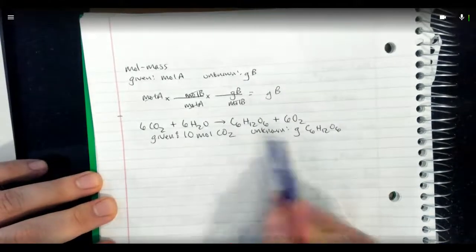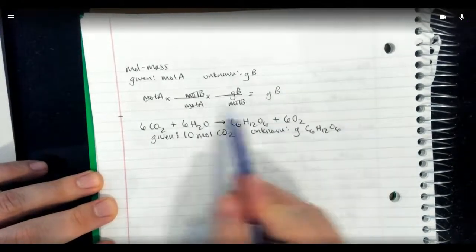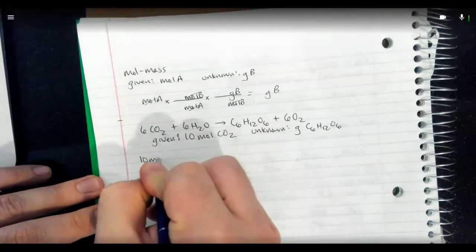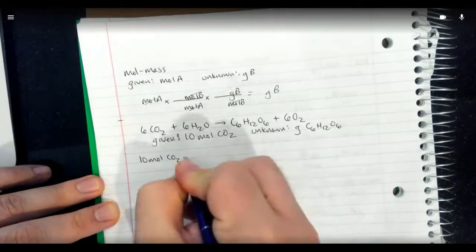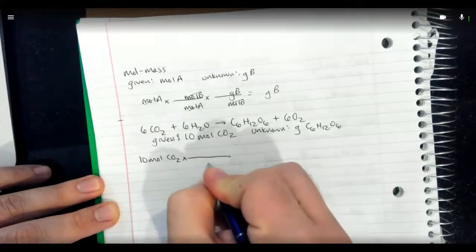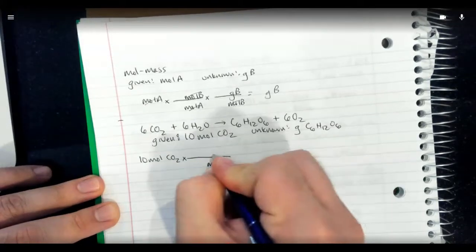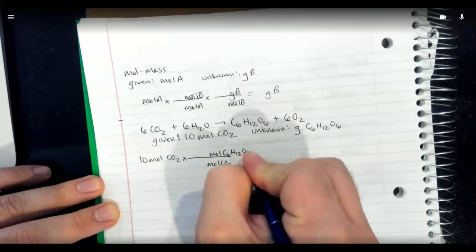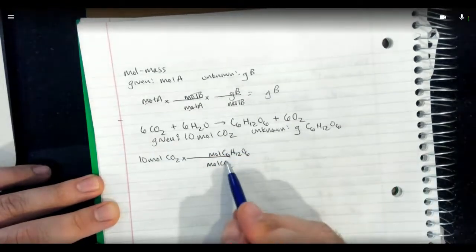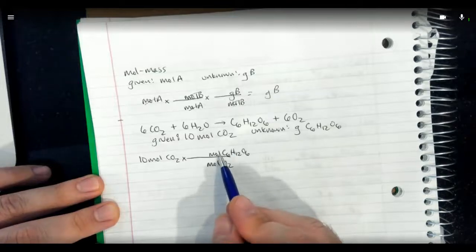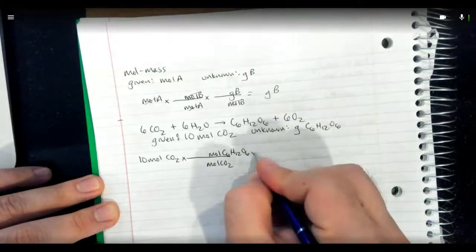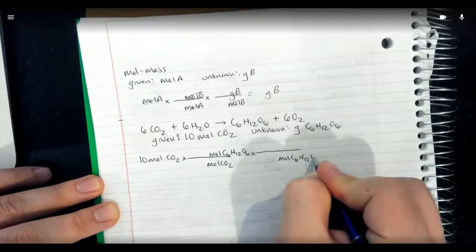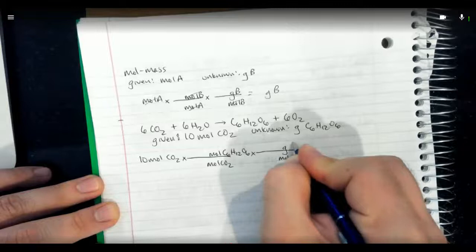So we have mole to mass stoichiometry. We're going to use this general equation right here. So we have 10 moles of CO2. This unit drops down. We're going to moles of glucose, because remember, we first have to go to the mole, the universal converter. Now that we're in moles, we can convert to grams.